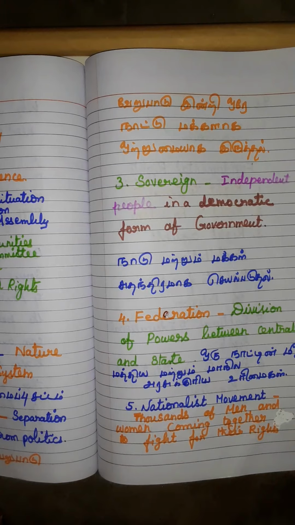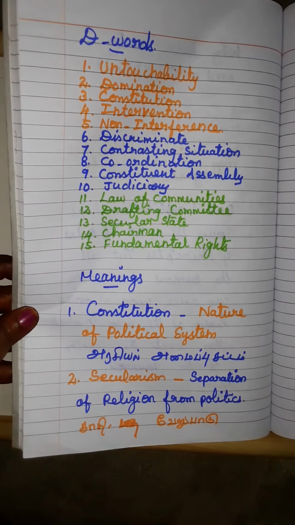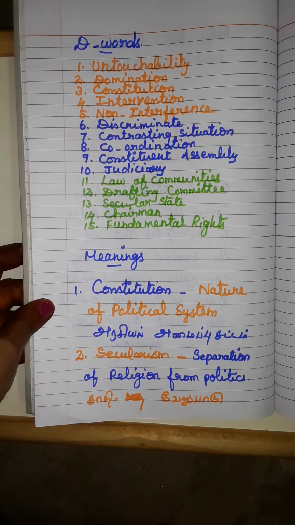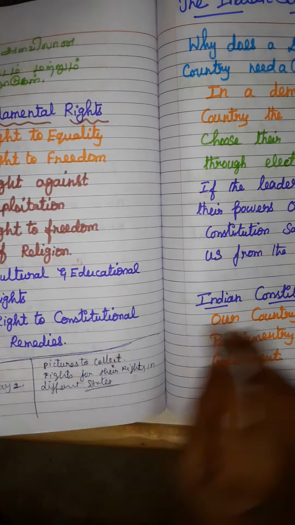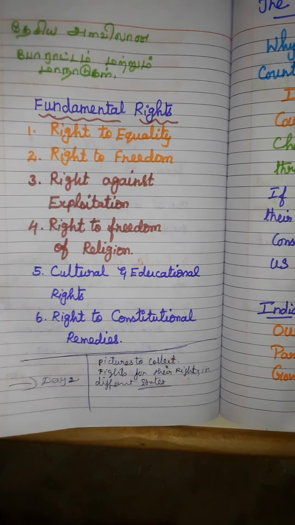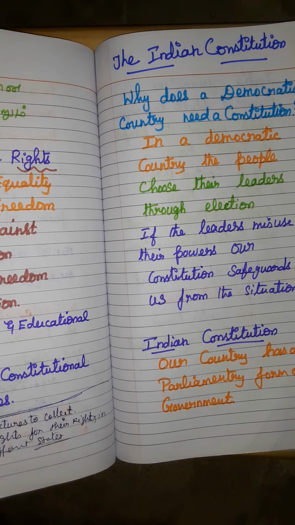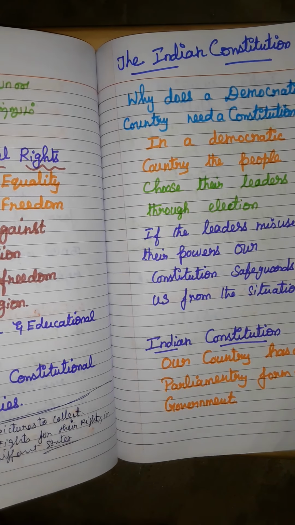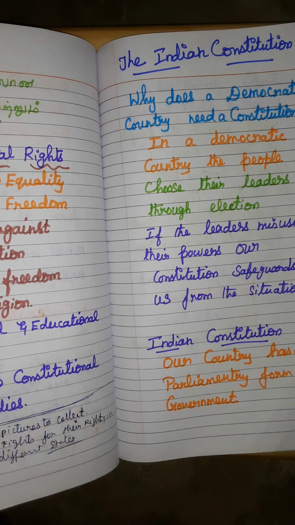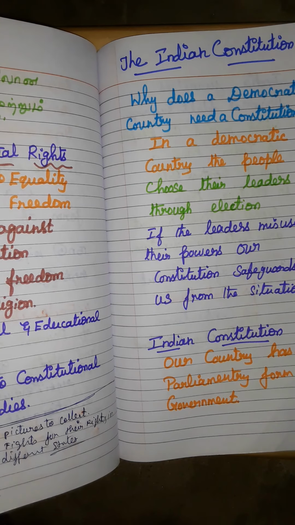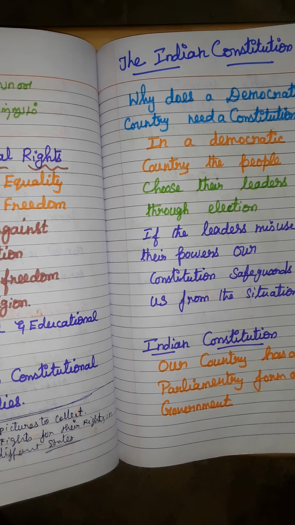That is our next topic. Then the D words part we already saw. There are 15 D words. Then meanings, 5 meanings, in Tamil and English versions also. We already saw them. Then fundamental rights. Then the Indian Constitution. Why does a democratic country need a constitution? The Constitution provides security to us like a family. It gives judgment to us. I told you, I told the story also. Observe the story and understand the lesson well.